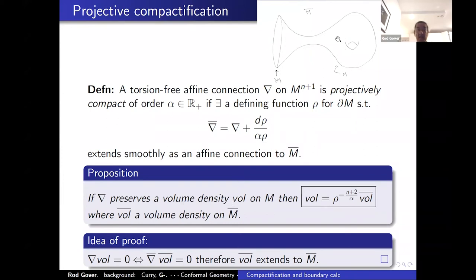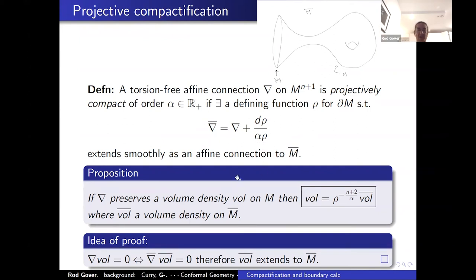So this would mean that this nabla connection does not go to the boundary, because if this one does, this is singular, so that one doesn't. And the way you think about it is, once again, the boundary is perhaps at infinity for the geodesics in here. I'm going to say more about that. This alpha here is just a real number at the moment.